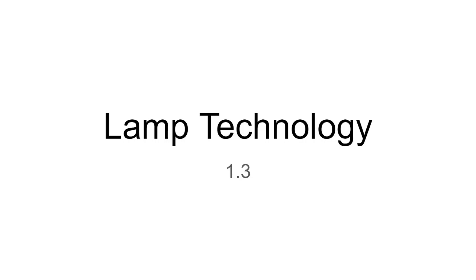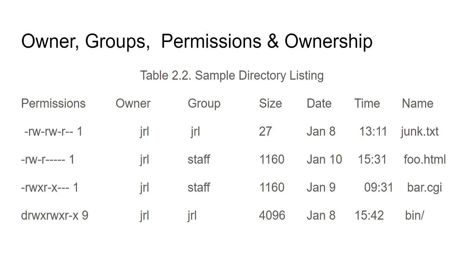Hello students, we'll see the last part of LAMP technology, the last part of the first unit. So we have owner, groups, permissions and ownership. You know how these commands work in Unix. We have studied them in your previous semesters, but we'll just brush up on what it actually means.